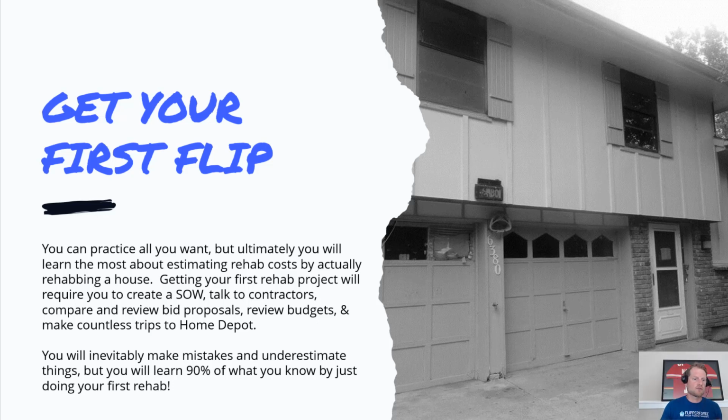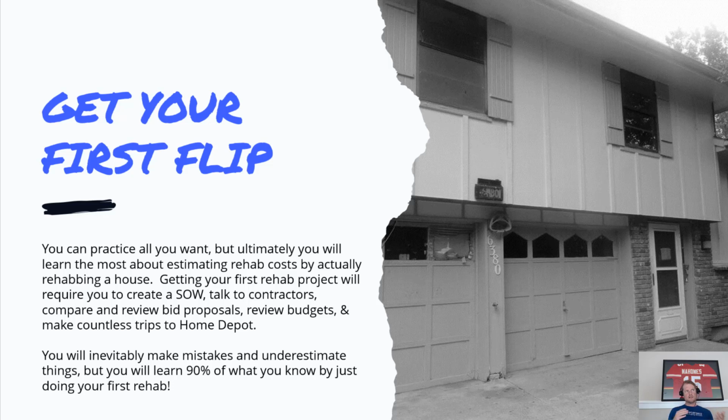So I think getting your first rehab project is going to require you to put together that detailed scope of work. It's going to require you to talk to your contractors. It's going to require you to compare and review bid proposals. So you're going to get a bid for your exterior painting, and you might have a low bidder at $2,000, but then you might have a high bidder at $4,000 or $5,000, and then you might have somebody in between at $3,500. So that whole process will help you evaluate different bids. It'll help you see the different price ranges that you can expect for those particular repairs.